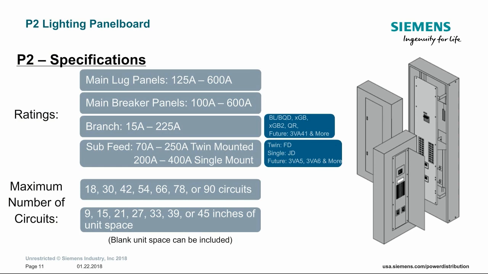Now moving on to the maximum number of circuits, as you can see here, we range from 18 all the way up to 90 circuits now, and this correlates to 9 inches all the way up to 45 inches of unit space. So as you can see here, like before, these are in increments of 6 inches of unit space as we go up.